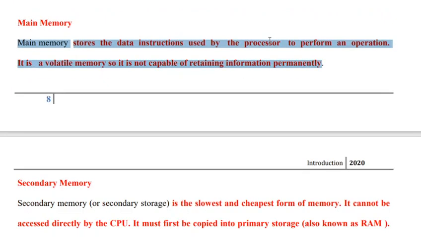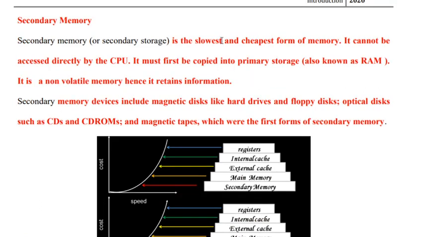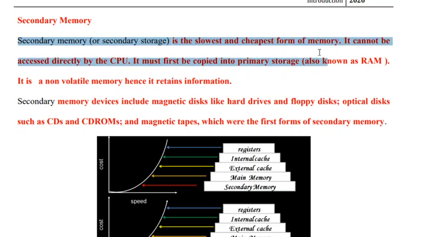Now secondary memory. Secondary memory is the slowest of all the memories that we have, and it's the cheapest form of memory. It cannot be accessed directly by the microprocessor or the central processing unit, so it has to be done through the main memory. Any data present in the secondary storage that has to be used by the microprocessor has to be first brought to the main memory, and from main memory it is subsequently communicated to the central processing unit through other forms of memory.